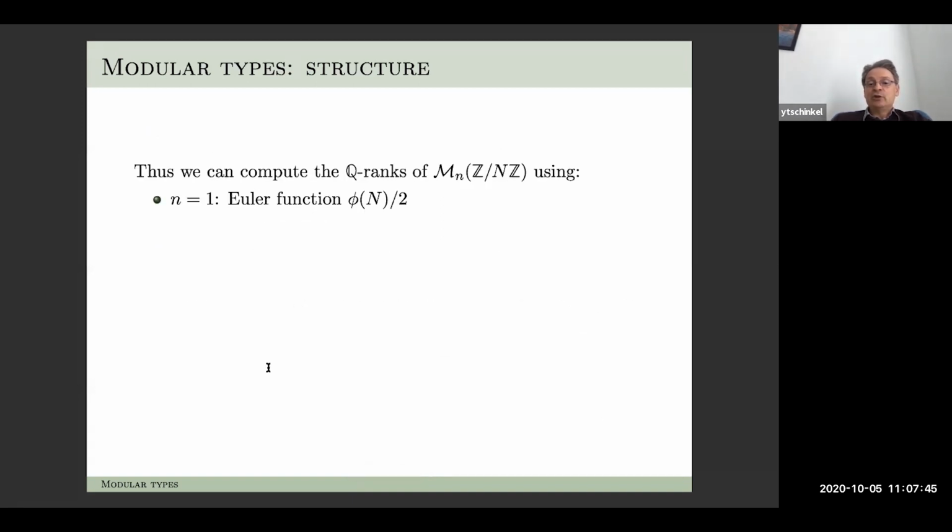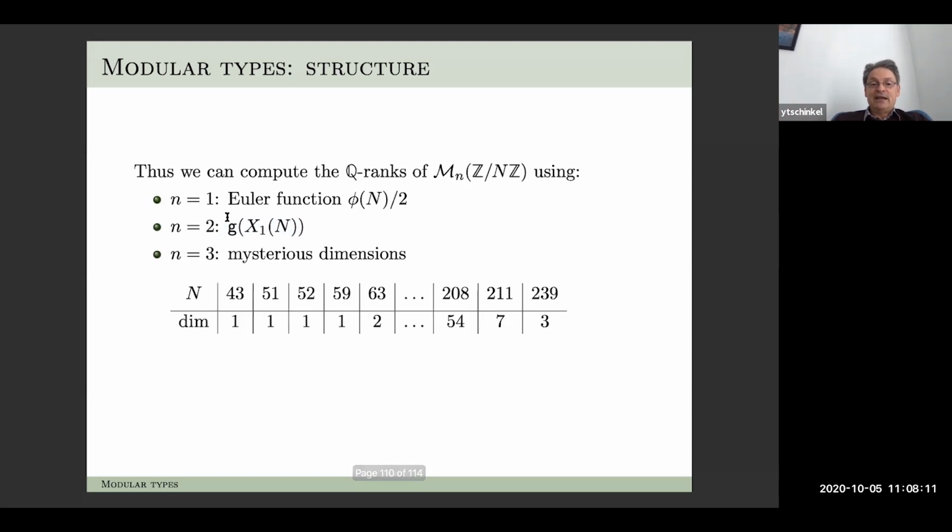So if you want to compute the Q ranks of these groups M Z mod n, well, for n equals 1, it's the Euler function. It's the number of residues coprime to n over 2, up to plus minus 1, so because of M minus. For n equals 2, we find the genus of X1 of n. And for n equals 3, we have some mysterious dimensions that show up. The first one for 43, then 50, 51, 59, and so on and so on. And these things kind of propagate.